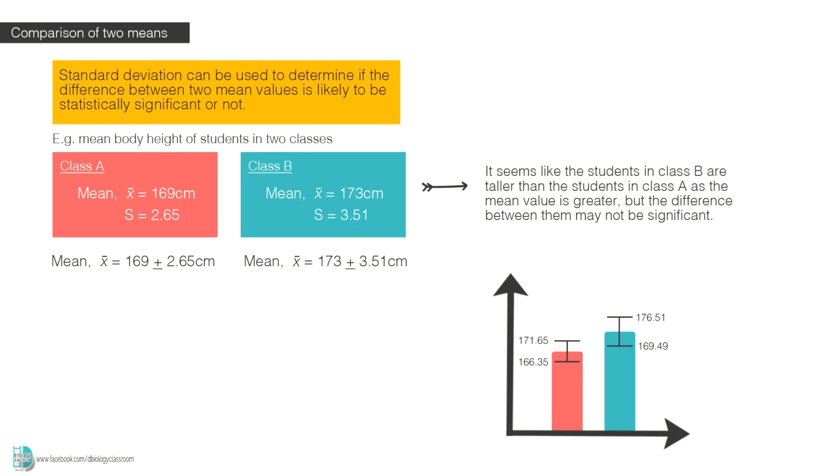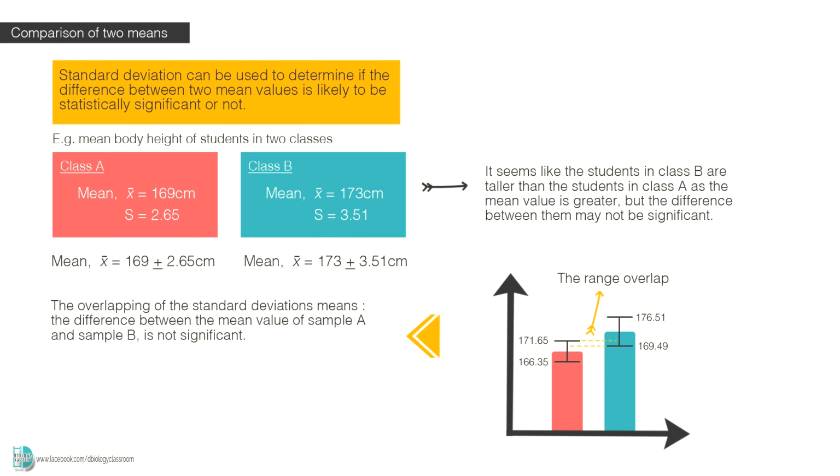Now, you can see that the ranges of these two means overlap. Some values in the range for A are the same as the values in the range for B. The overlapping of the standard deviations means that the difference between the mean value of sample A and sample B is not significant. So the conclusion is, statistically, Class B is not really that much taller compared to Class A. The difference between their mean body heights is negligible.